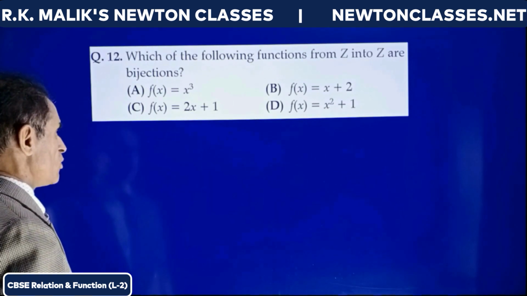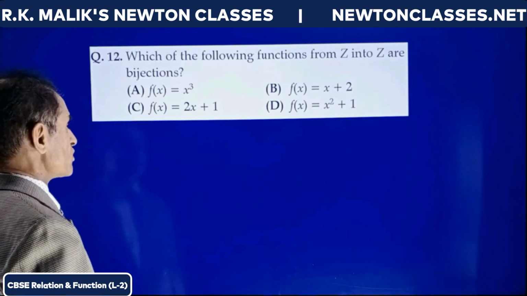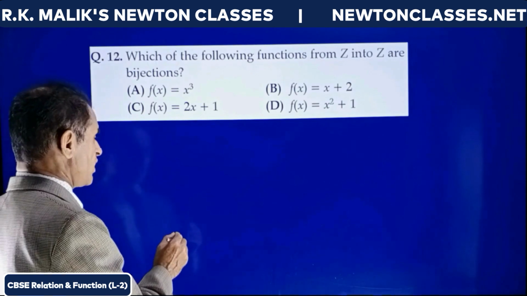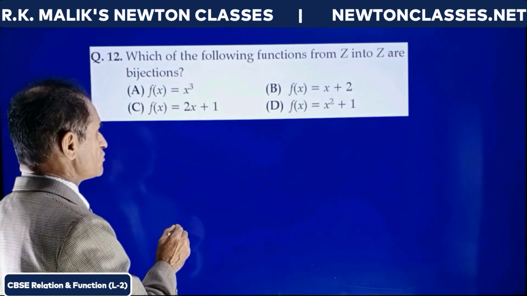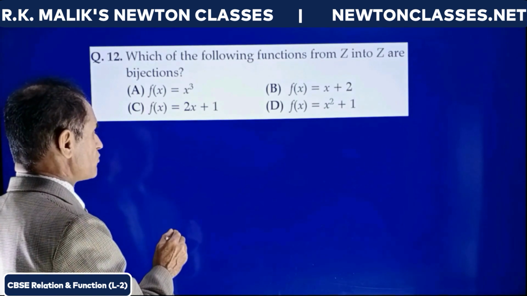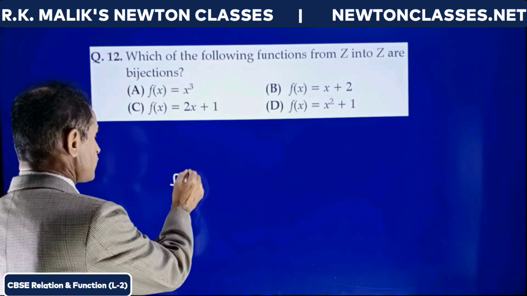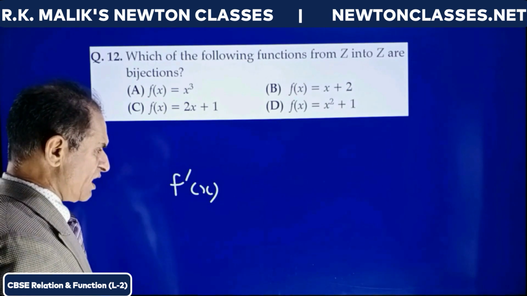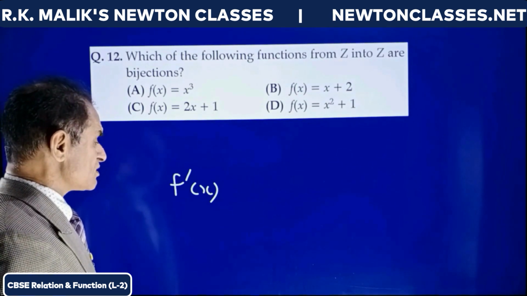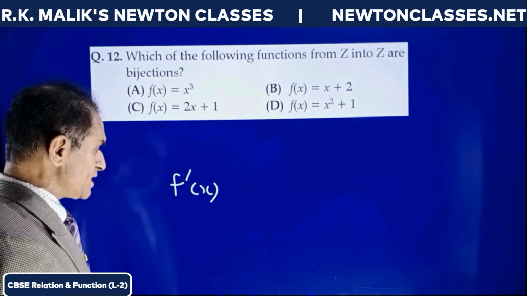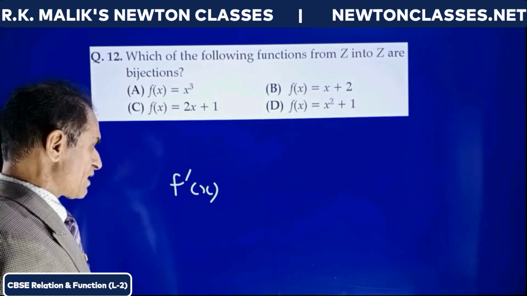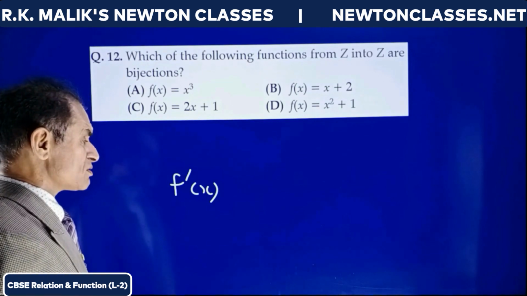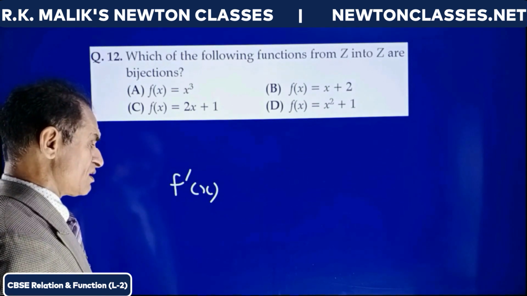As I told you just now, for questions of the type where the domain is not a finite set, in that case to check the 1-1 nature of the function, we always find f dash x. Again I tell you that this method is not correct from a subjective point of view, but from an objective point of view this is correct because the result will always be correct.